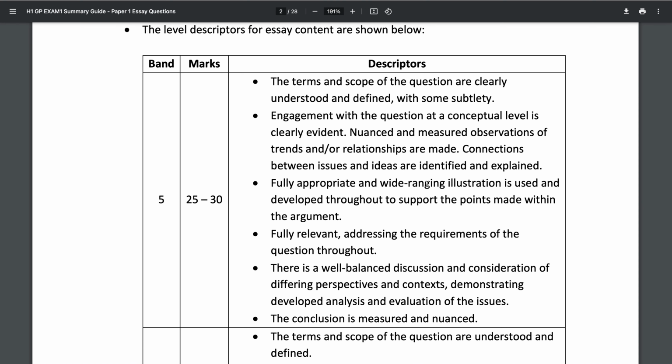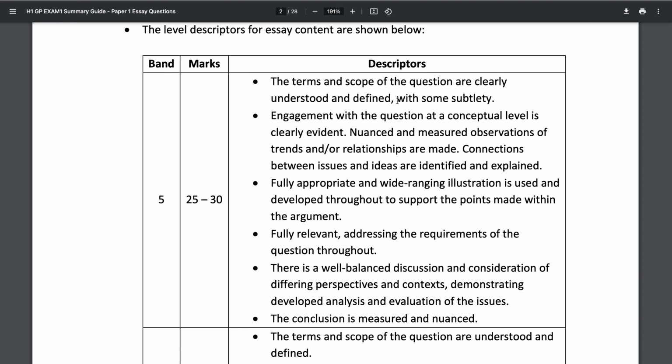So this is the criteria for getting the high band for your content. Term and scope is clearly understood and defined with some subtlety. Okay, that means that you don't define it as, "Oh, I define this term as this." Please don't do that. That is a very, very bad way to start off your definition.